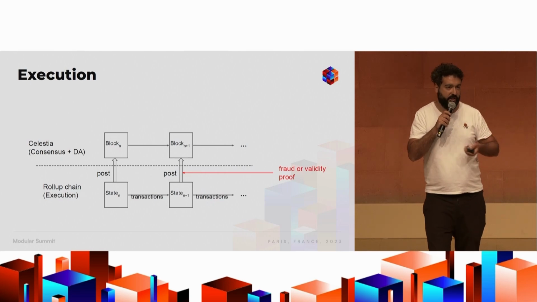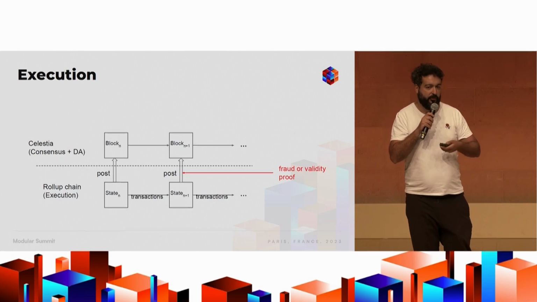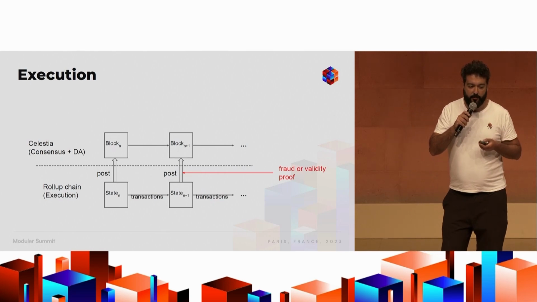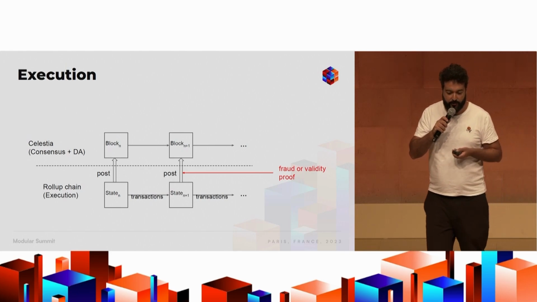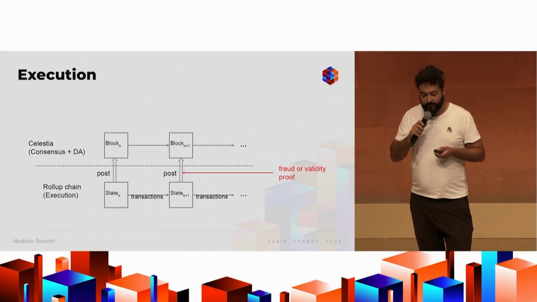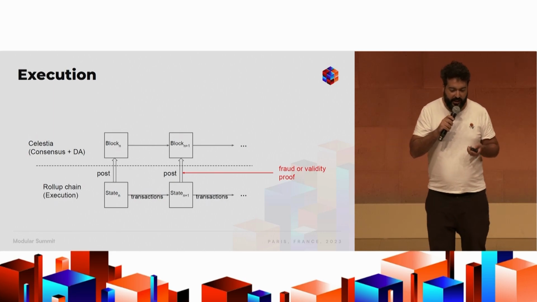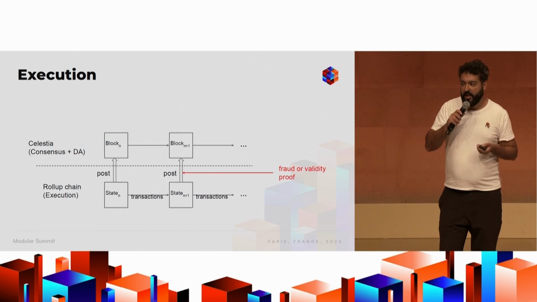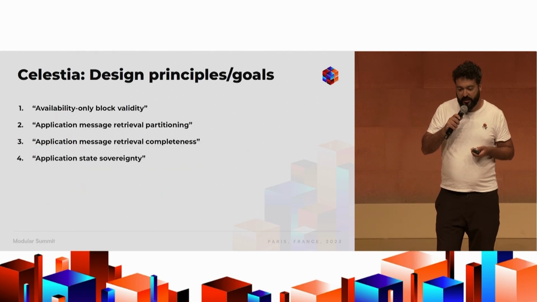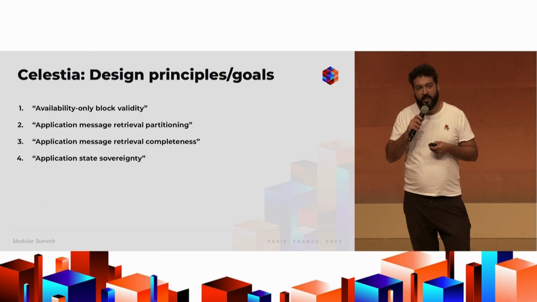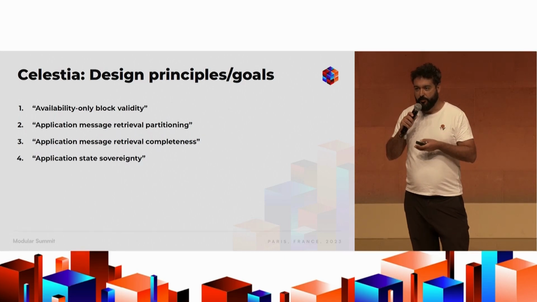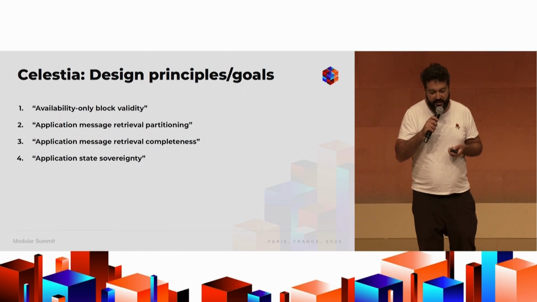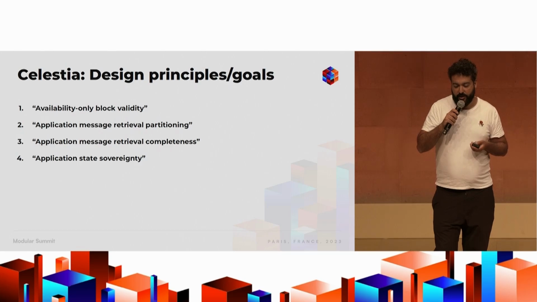I just wanted to stress this, as many people still perceive rollups as having an enshrined settlement layer like on Ethereum. So now that we covered how execution works, how the main chain works, I wanted to mention the four guiding principles with which we designed Celestia, or goals that we wanted to achieve.